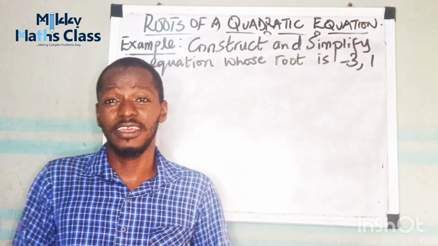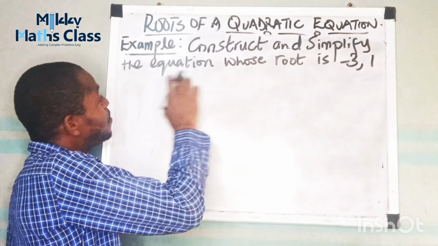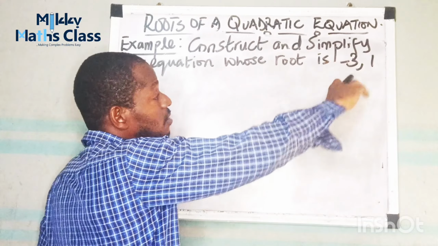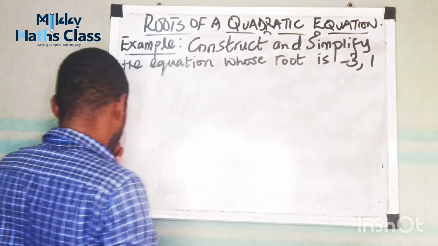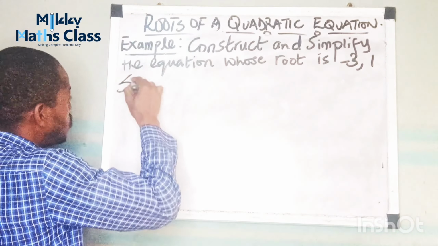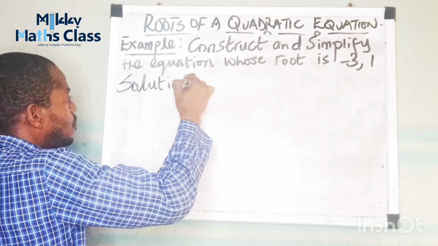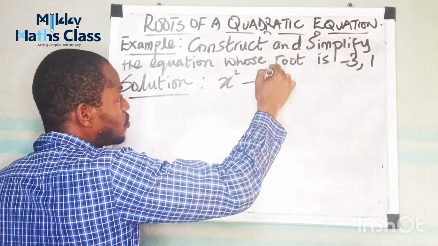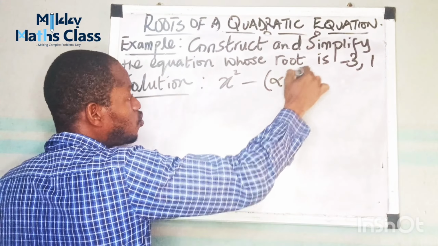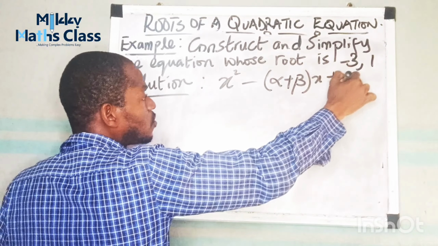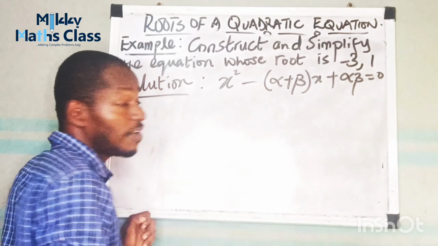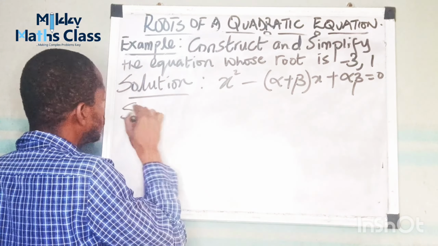All right, let's look at the third example. It says construct and simplify the equation whose roots are negative 3 and 1. So the first thing we do: we already know that our quadratic equation is of the form x squared minus the sum of the roots times x plus the product of the roots equals 0. So the first thing, we find the sum of the roots.